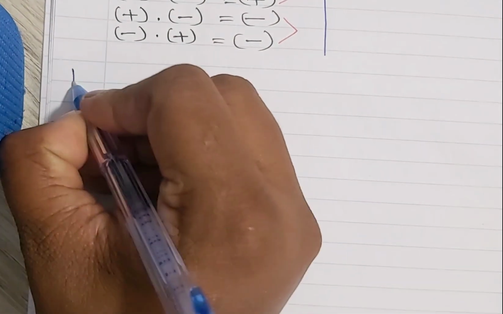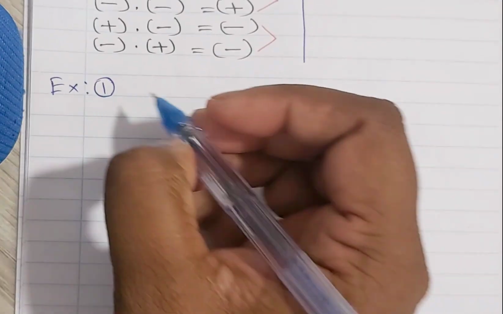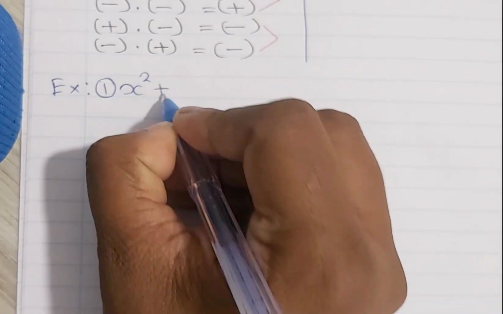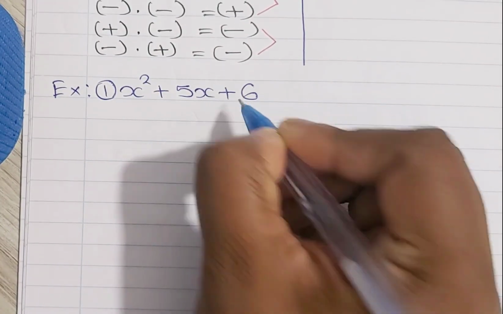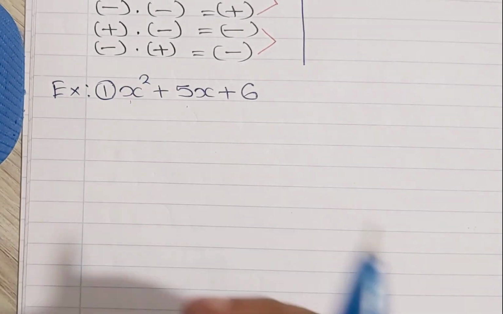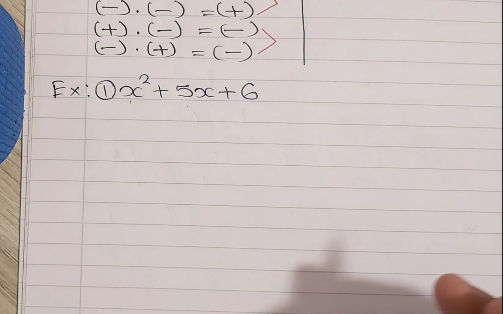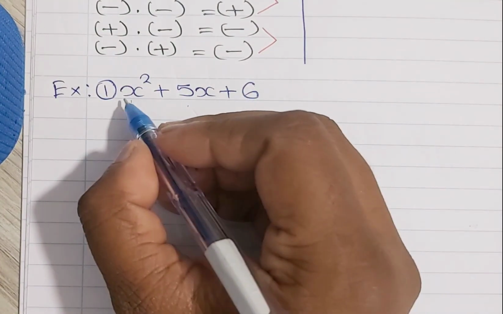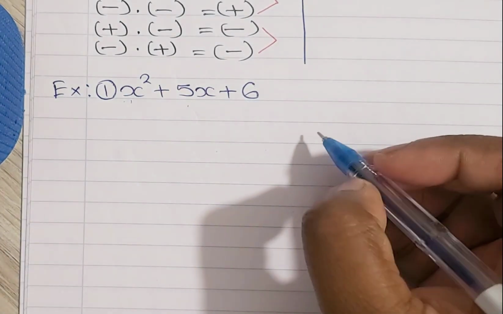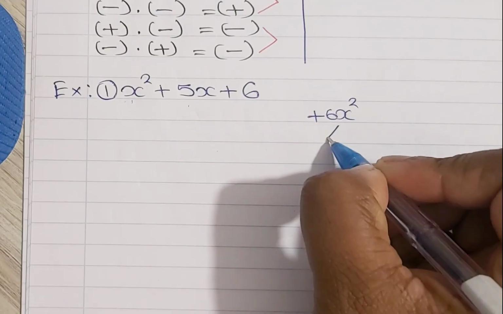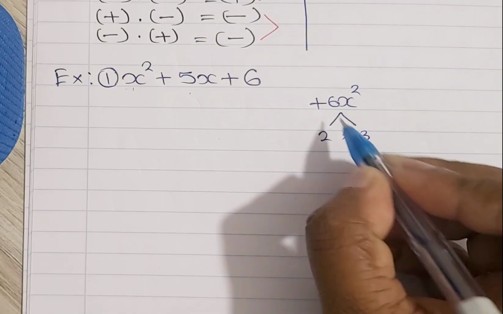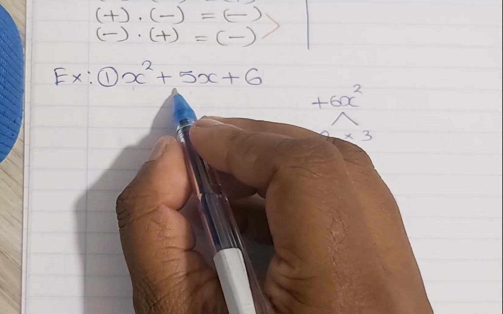Now we can go for the examples. In the first example, they have given x squared plus 5x plus 6. You can see there are three terms with the square term, so we can call it a trinomial quadratic expression. When factorizing this, multiply the first term and last term together. So plus x squared into plus 6 gives plus 6x squared. 6 you can make 2 into 3. 2 times 3 is 6, and 2 plus 3 gives the mid value, that is 5.